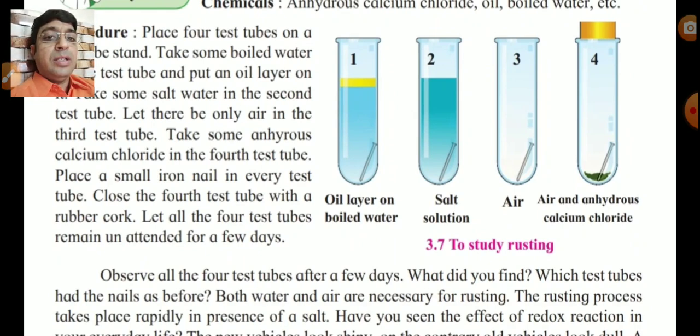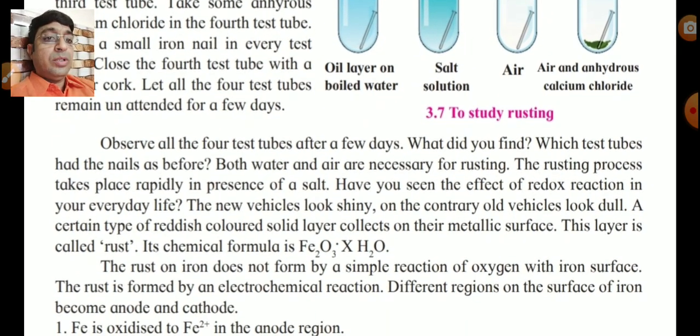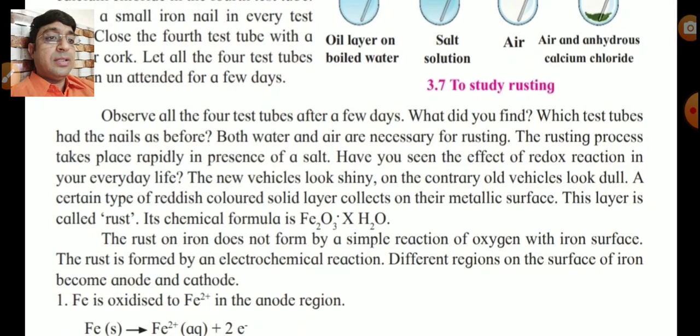Take some anhydrous calcium chloride in the fourth test tube. Place a small iron nail in every test tube. Close the fourth test tube with a rubber cork. Let all the four test tubes remain unattended for a few days. Now observe all the four test tubes after a few days.